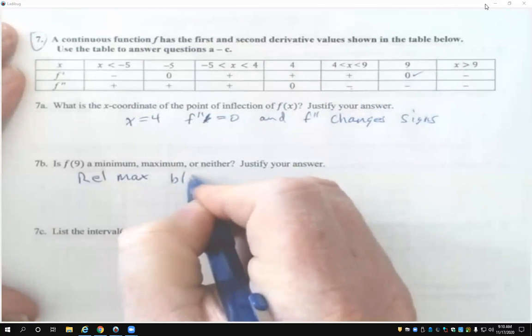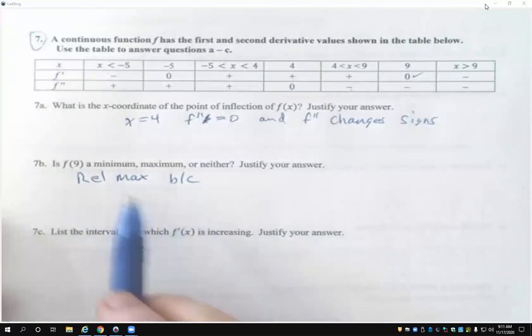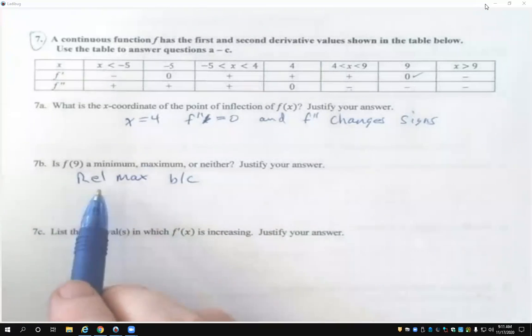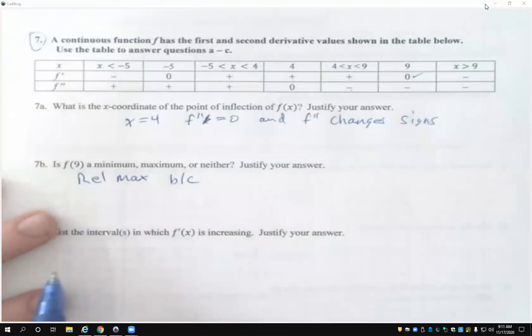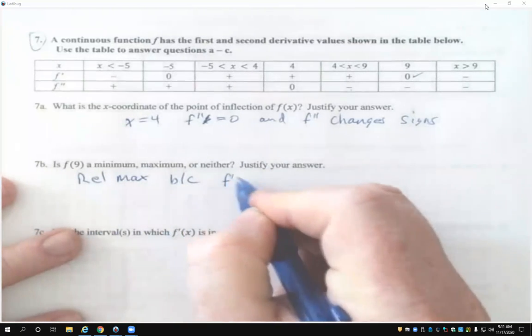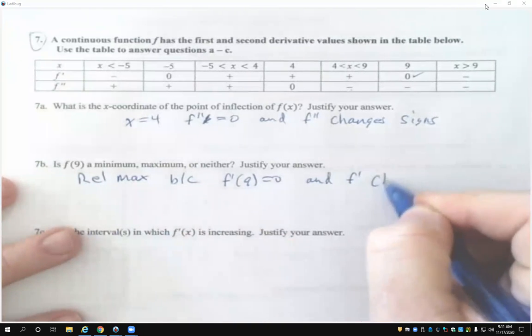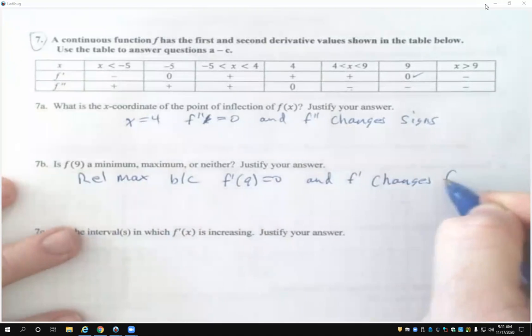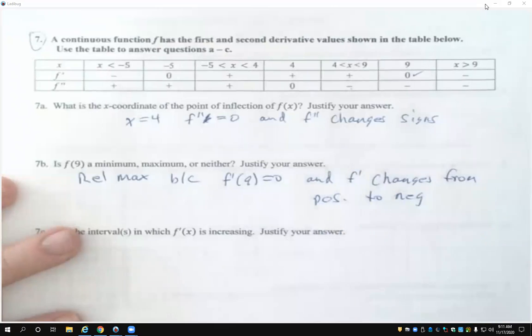So we're going to say we have a relative max. And to justify, relative max, min, or neither, that's a 33% shot of guessing the right answer. The justification is the important piece here, as far as when they're going to grade this on the AP exam for you. So stating relative max is a portion of it, but this is the bigger portion. Because f prime of 9 equals 0, and f prime changes from positive to negative.